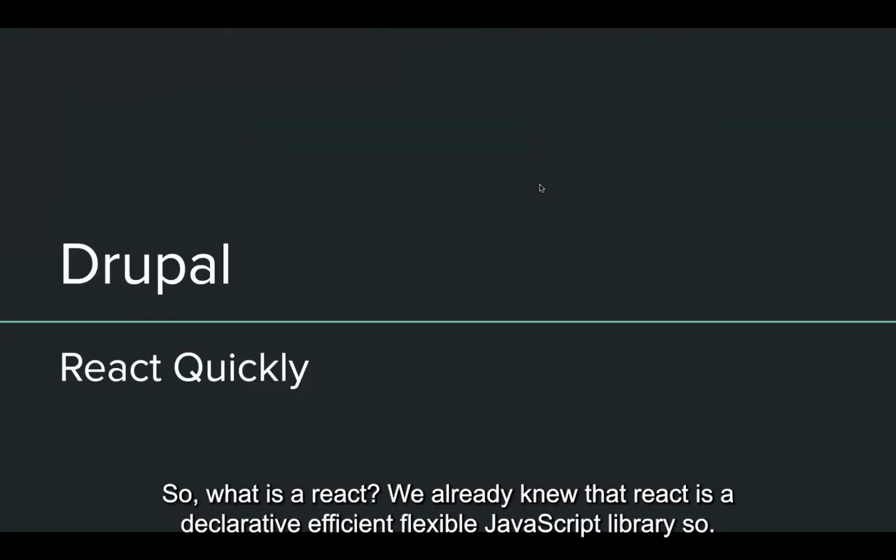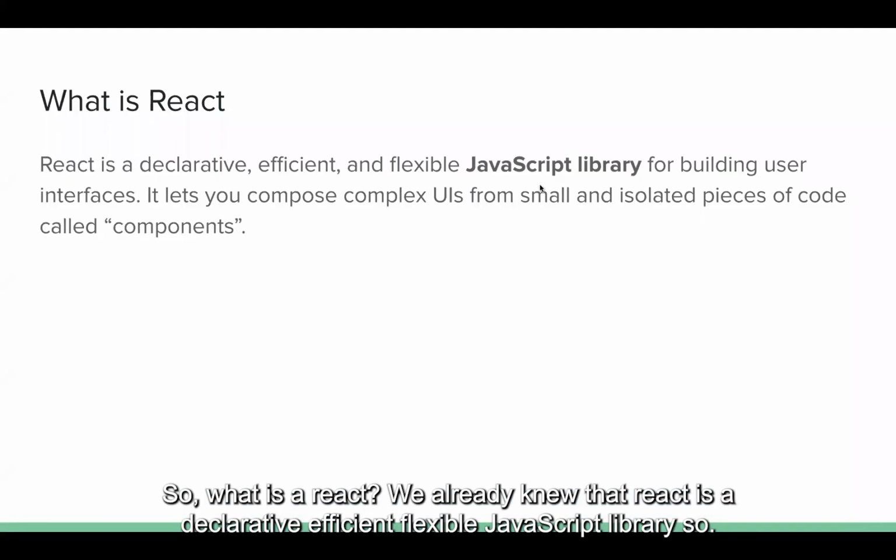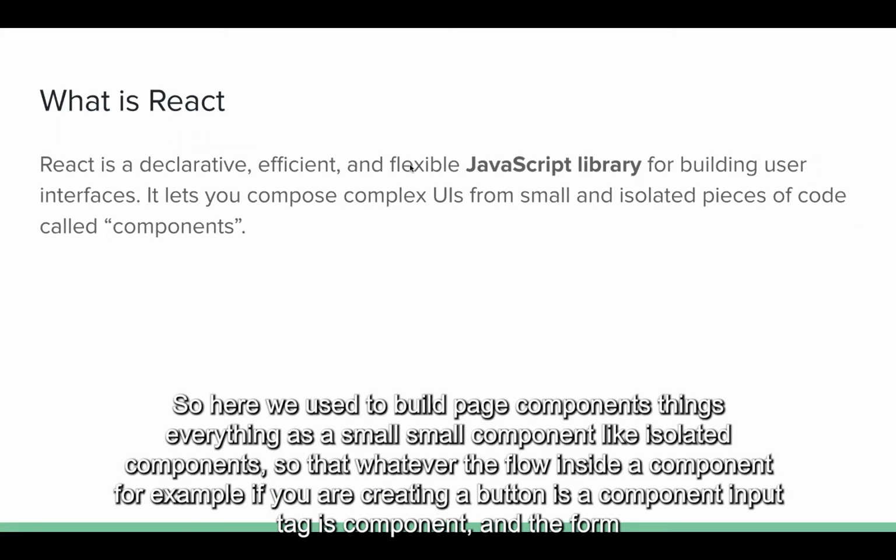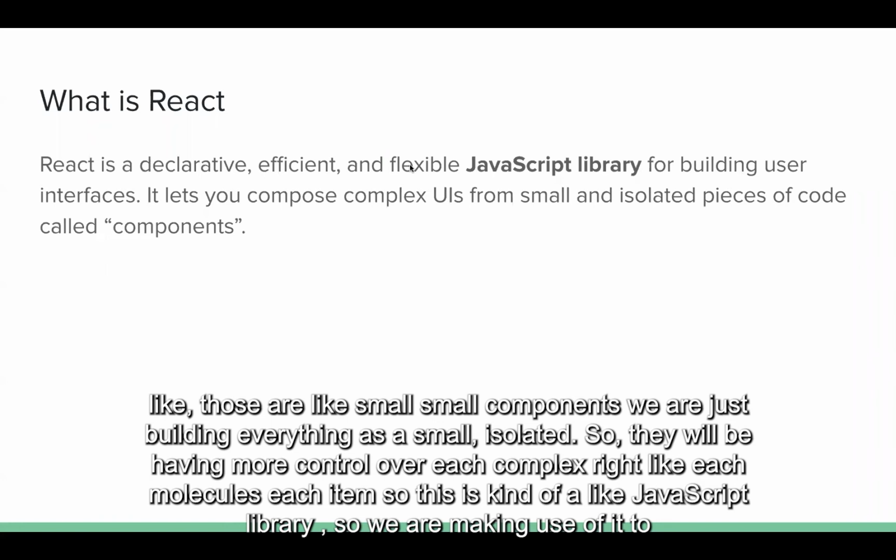So what is React? Like we have already heard, React is a declarative, efficient, flexible JavaScript library. Here we build page components, everything as small, isolated components. For example, if we are creating a form, a button is a component, the input tag is a component, and the form is built from those small components. We are building everything as a small isolated component, so we will have more control over each component, like each molecule, each atom.